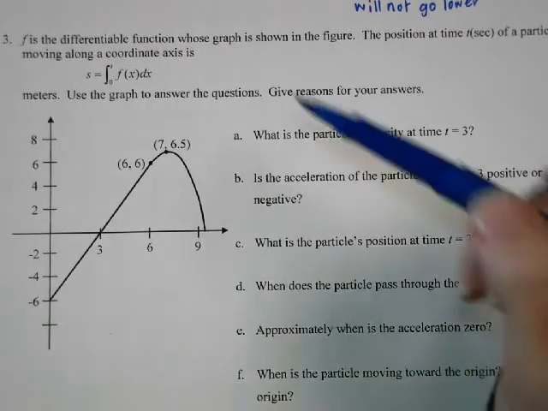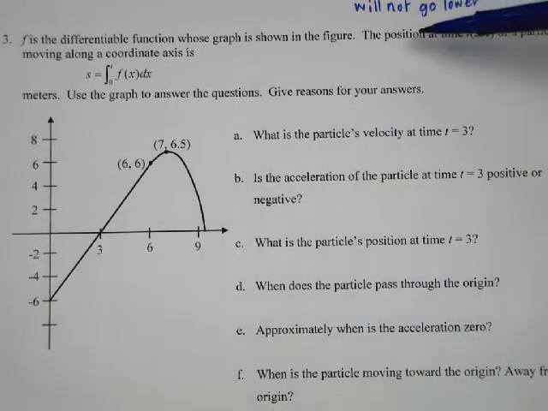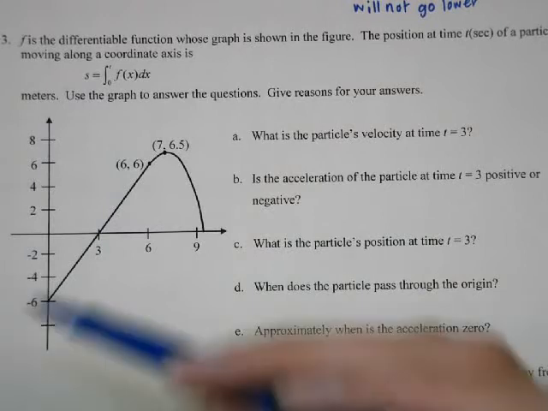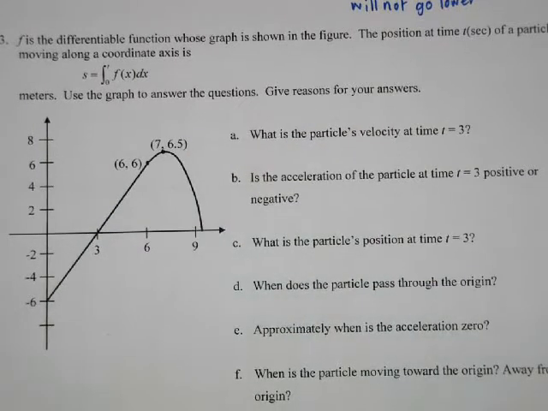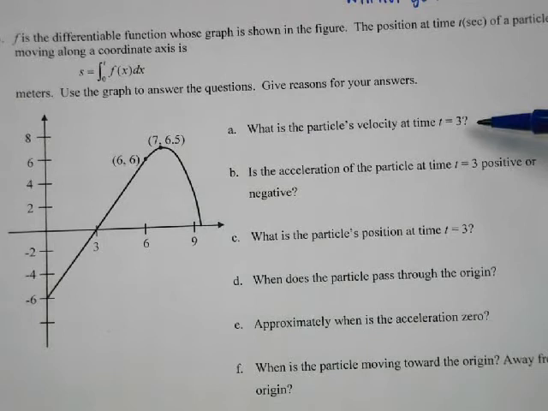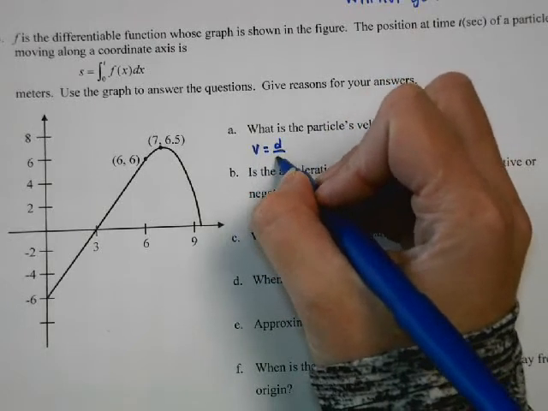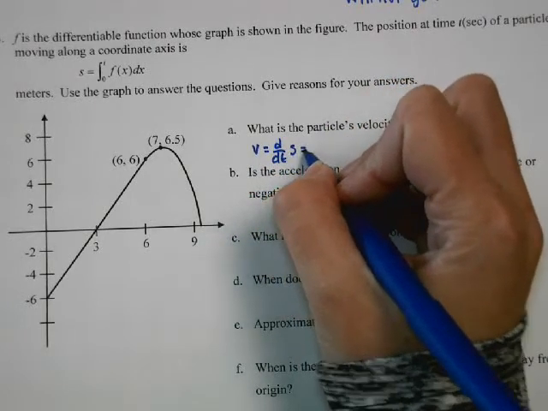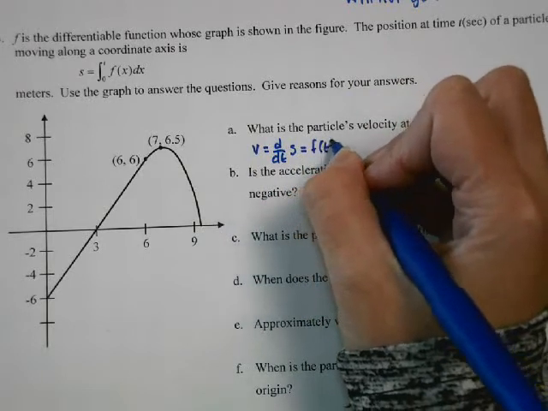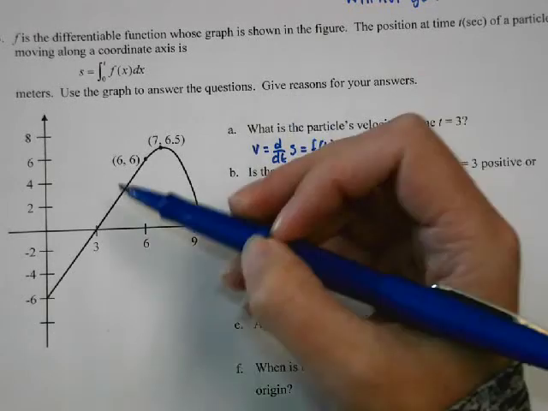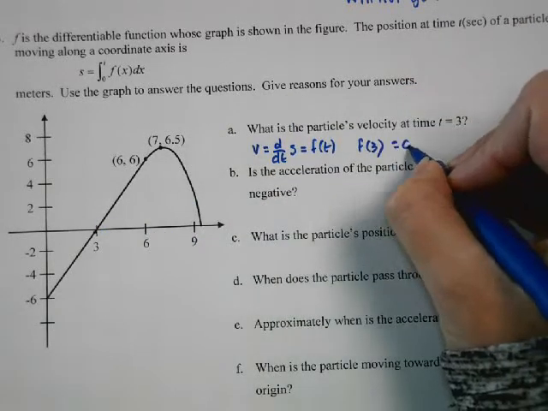All right, we got another one. The position of a particle moving along the coordinate axis is the integral from 0 to t of f of x dx, where this is f of x. What is the particle's velocity at time equals 3? Well, velocity is the derivative of position, which is just f of t. So we're just evaluating f of 3. On this function, f of 3 is 0.